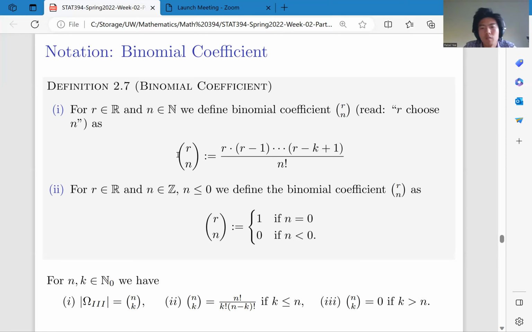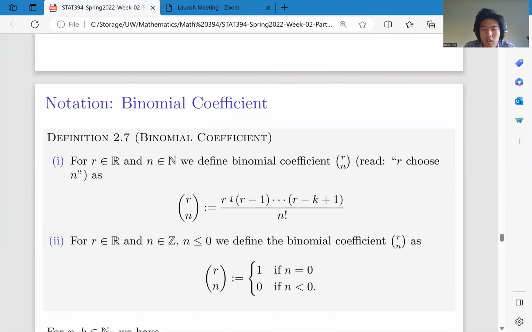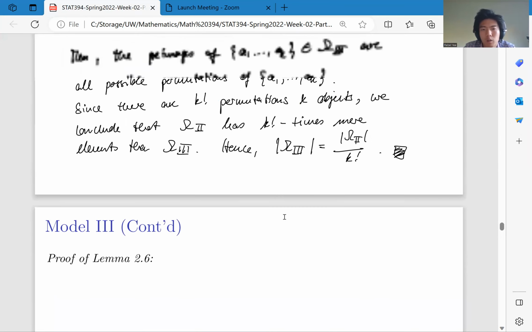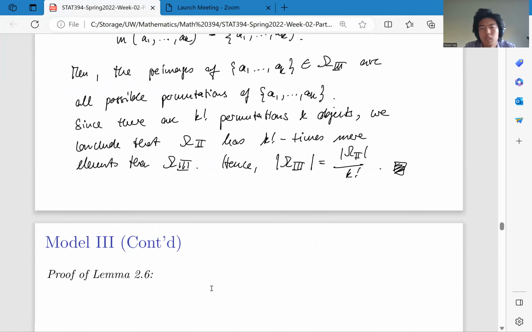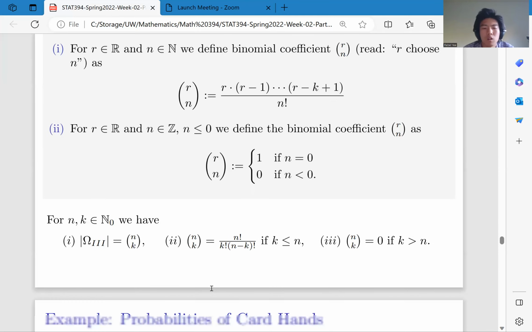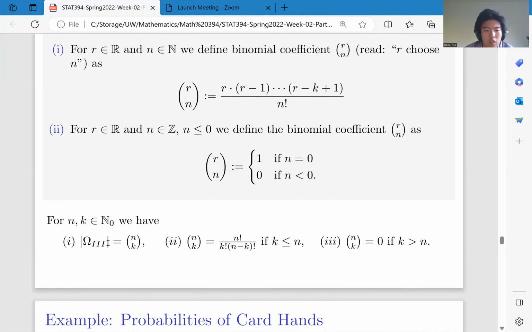But if you are very careful, you will find out this is exactly the same as what we looked at before. R choose N is R falling N divided by N factorial, which is exactly the same as the cardinality of the model 3 sample space. So as a result, we can denote the cardinality of this model just as N choose K, and that's all.